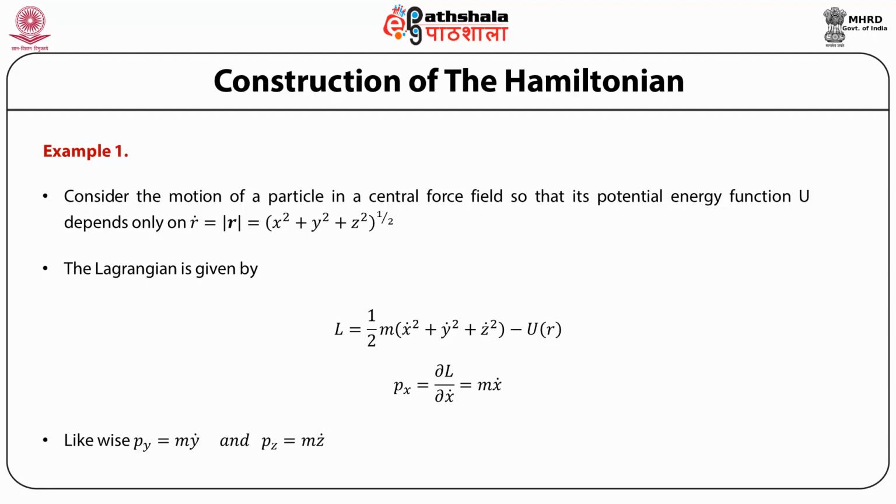The Hamiltonian is therefore, from the definition of the Hamiltonian, H equal to qi dot pi minus L. So we have the Hamiltonian H given by x dot px plus y dot py plus z dot pz minus L, which is equal to 1 by m times px squared plus py squared plus pz squared, because x dot is equal to px by m, y dot is py by m, and so on, minus the Lagrangian, which is half m times px squared plus py squared plus pz squared, plus U of r. Therefore, the Hamiltonian becomes simply equal to p squared by 2m plus U of r.